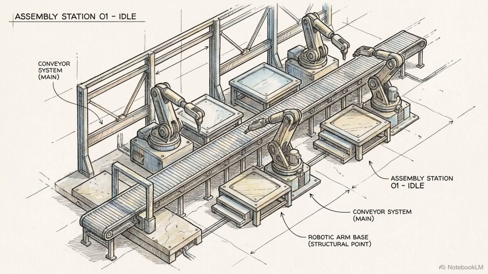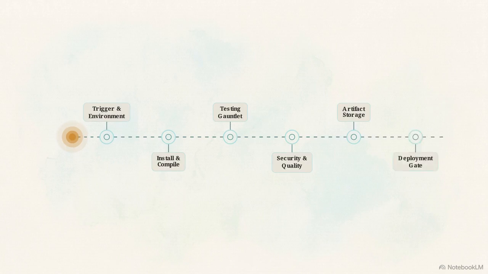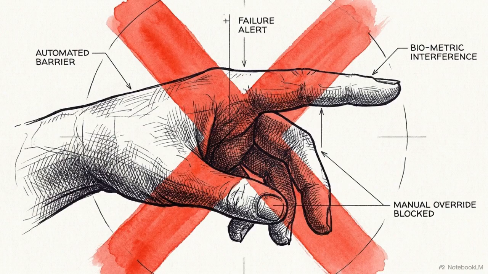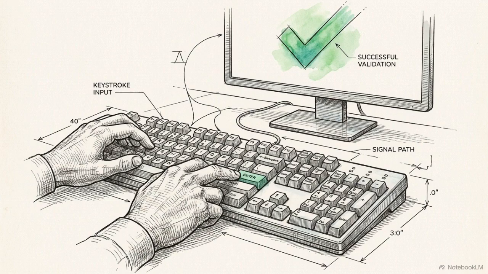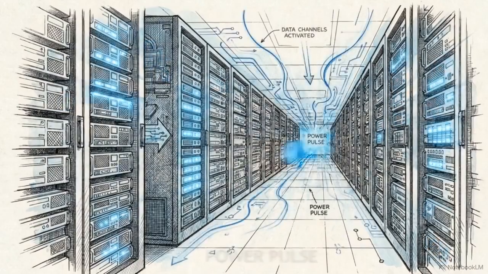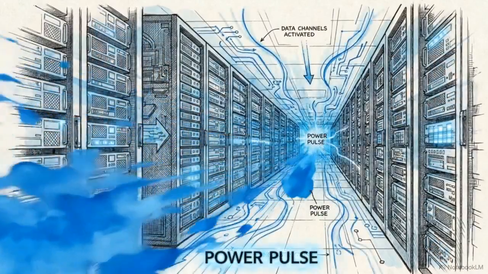To understand how this automated assembly line actually works, we have to trace the exact chronological journey of a single code commit from first principles. Removing human interaction from the deployment process is the only mathematical way to minimize operational downtime and scale modern software reliably. The pipeline begins the moment a developer writes new code and pushes it to a version control system like Git. The version control platform detects this new commit instantly.